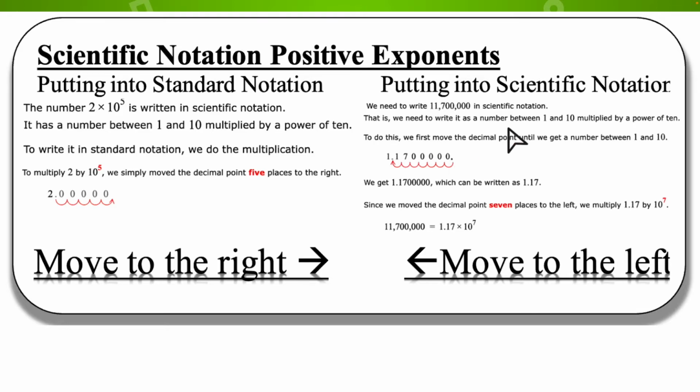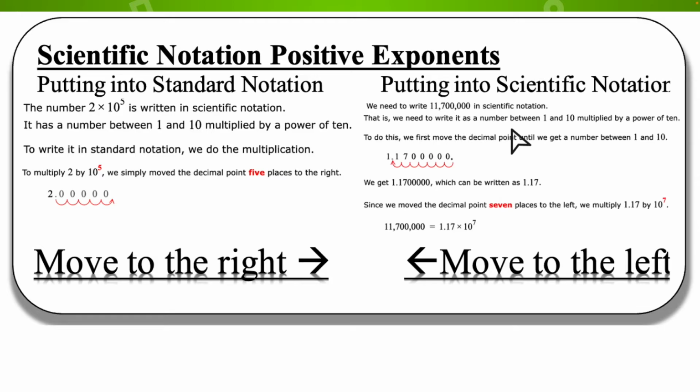Now if we're putting it into scientific notation, we're starting with a very large number. So we have 11,700,000, and we're going to put this into scientific notation. So we know it's a very large number. Right away, I'm going to have a positive exponent. Make those connections because that's much easier to keep track of as you're going.